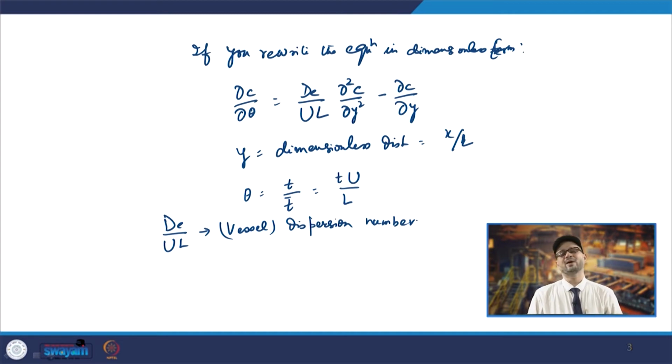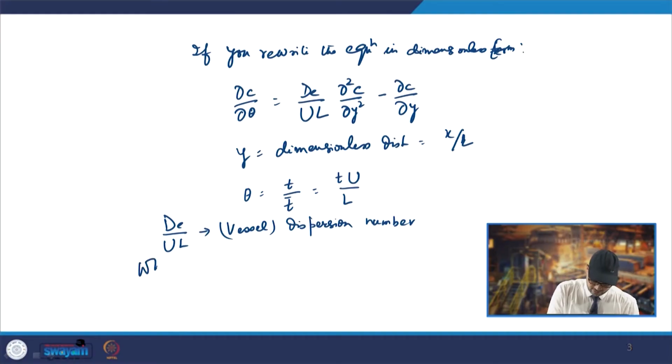So when your dE by UL approaches 0, that will be the limiting case towards the plug flow, whereas if it is approaching towards infinity, then it will be representing the well mixed flow. So that is the significance of these two extreme values of dE by UL.